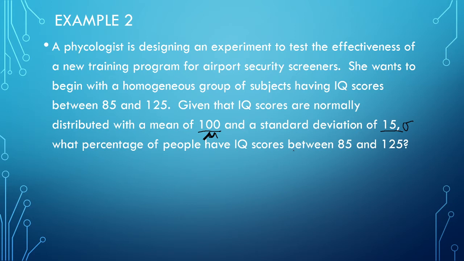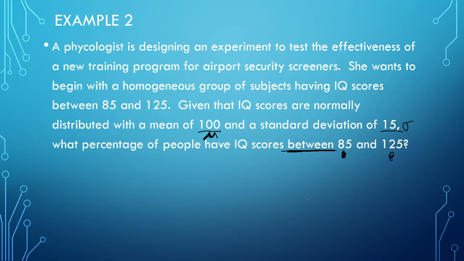Now, if you remember from last video, when we're asked a between question, what we do is we find the percent for 85, we find the percent for 125, and then we subtract them. Because once I get a percent for 85, that will be the probability of picking somebody with an IQ score of 85 or less. When I get the 125, that'll be the probability of picking somebody with an IQ score of 125 or less. Then I subtract them to get the probability of picking somebody that has an IQ score between those two values.